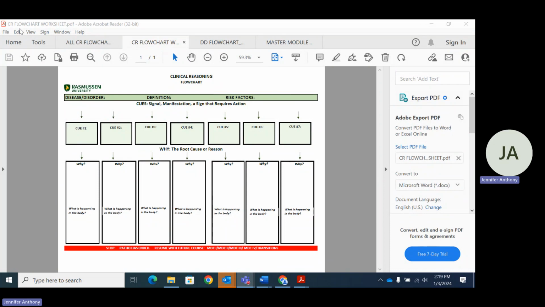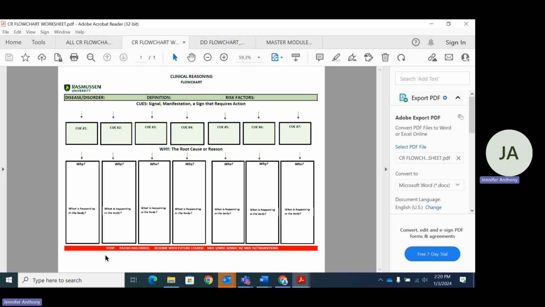As you see at the top, it's the CR flowchart worksheet. Disease disorder. So I am going to show you an example, which would be asthma. We're going to define asthma. We're going to give risk factors for asthma. Then we're going to say, okay, what cues, what things would you see or expect to see with a person, a client with asthma? And they just write those cues in the box. Then we have the major task of why do we see that cue and what is happening in the body.